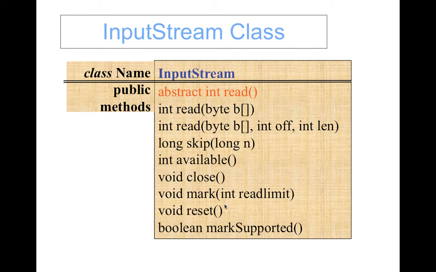It's been defined as an abstract, and you cannot create an instance of an abstract class. That's why we say InputStream equals new FileInputStream or something. So one concrete class we actually instantiate. Okay, and it has an abstract method called read.